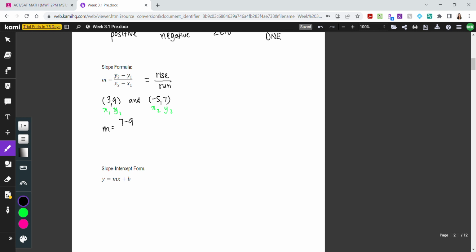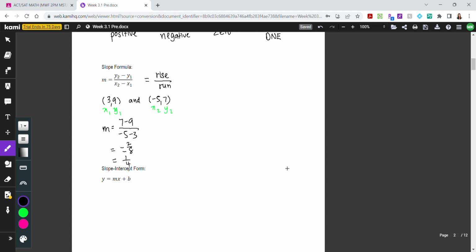All right. So now that we have labeled, let's write out our equation. We have 7 minus 9 divided by negative 5 minus 3. That's going to give us negative 2 over negative 8, and then that will give us 1 over 4. This is going to be a positive slope because it is a positive number, right?